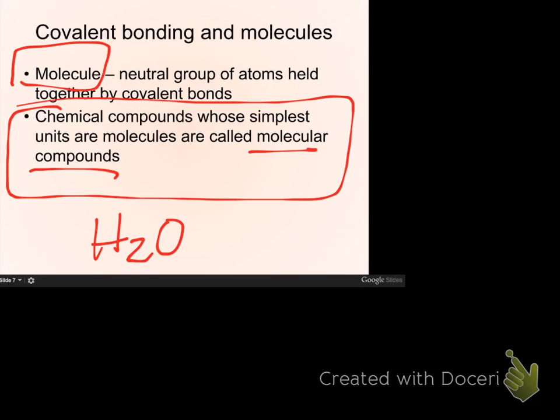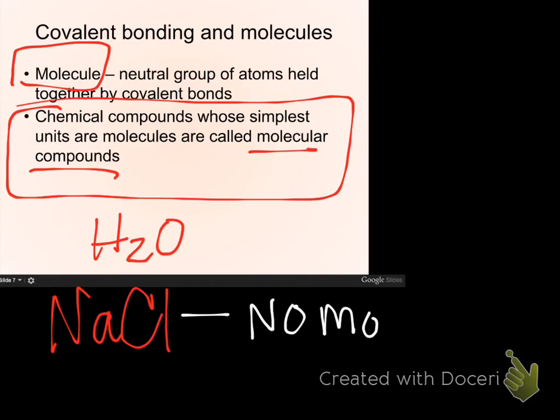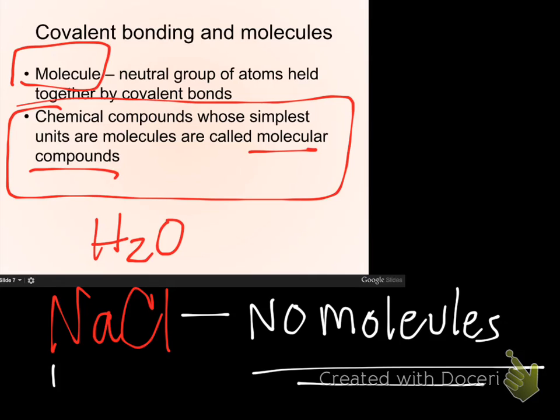Let's look at sodium chloride. What kind of bond was that? You have it in your notes. Go back as we looked at the electronegativity difference. What kind of bonds were holding sodium chloride together? Ionic. Can you have a molecule of salt? No. There are no molecules of salt because it is held together with ionic bonds.